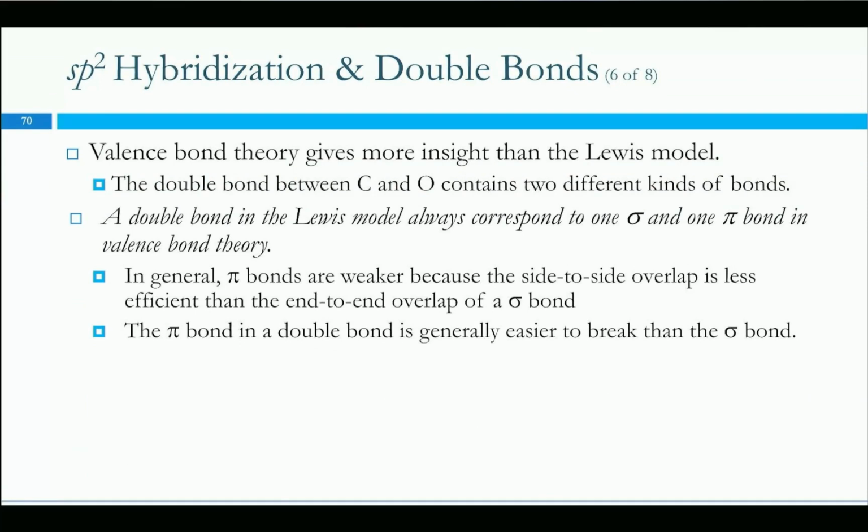So a double bond in the Lewis model always corresponds to one pi, one sigma bond, or in valence bond theory. So that's always what it's made up of, and in reality, that's pretty much what it is. In general, the pi bonds are weaker because they have worse overlap. So it's less efficient, less effective than that end-to-end overlap with the sigma bonds. So they're generally easier to break, more reactive.